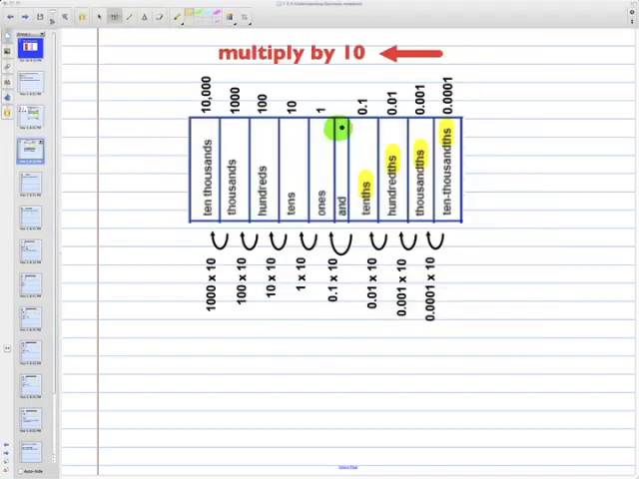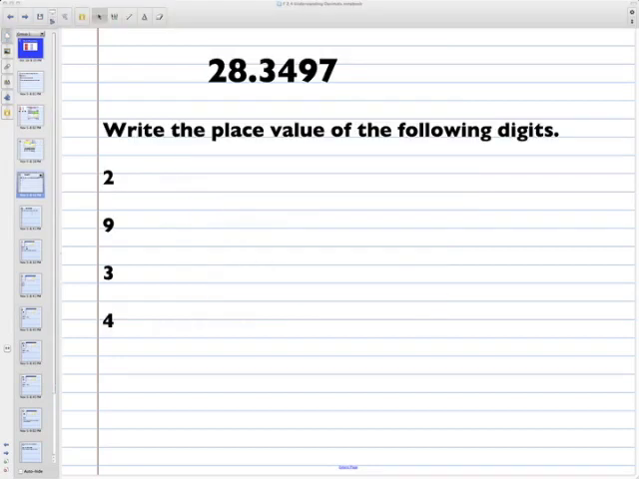So as we move to the left of the decimal point, we start with the ones place value, and as we keep moving to the left, each place value is increasing by 10. So the tens is 10 times greater than the ones, the hundreds is 10 times greater than the tens, the thousands is 10 times greater than the hundreds, and the ten thousands is 10 times greater than the thousands. Let's see if we can review those place value names with the digits above.